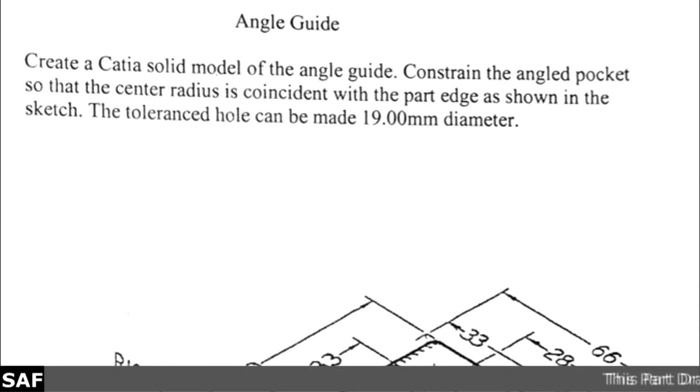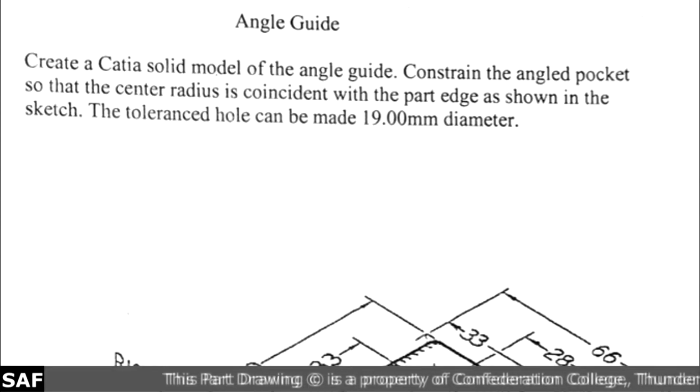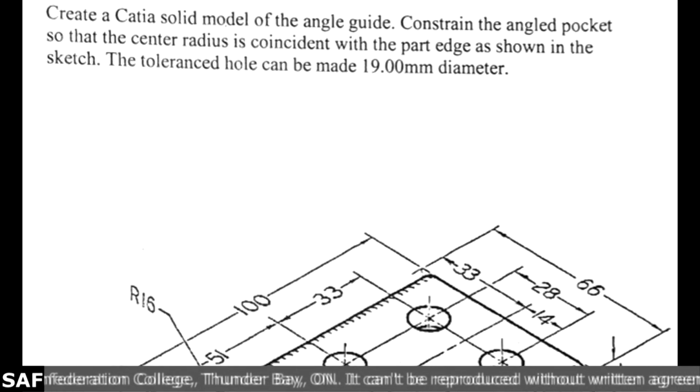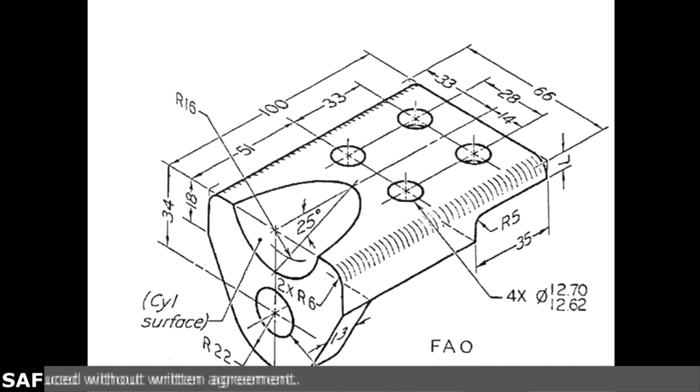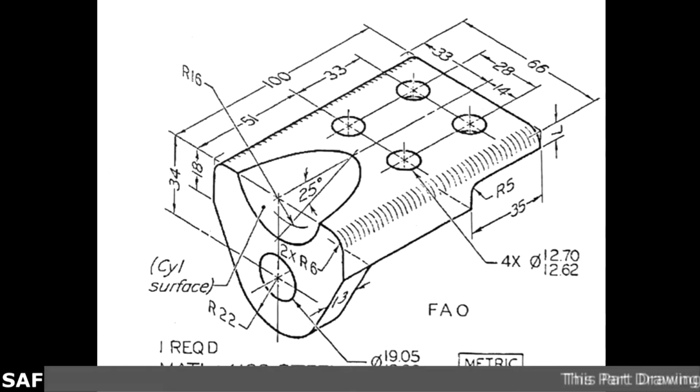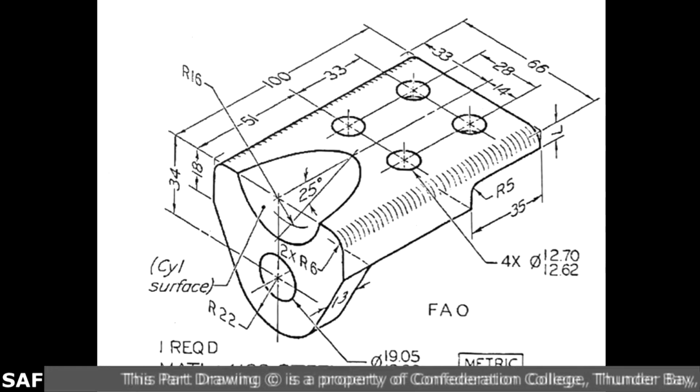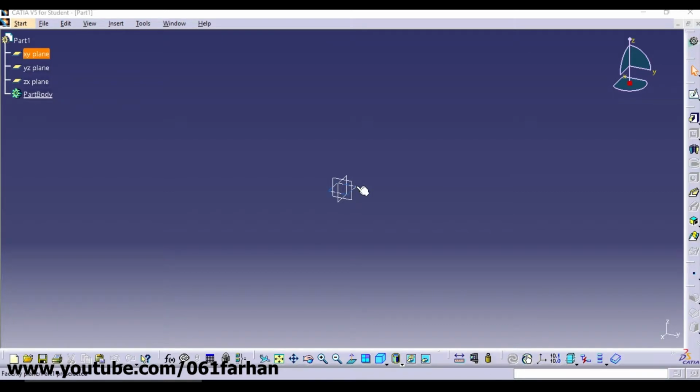Hi, today we are going to create angle guide in CATIA V5. This is the part drawing of angle guide we are going to create today. All the dimensions are in metric system. So let's get started. We are going to make top view first.